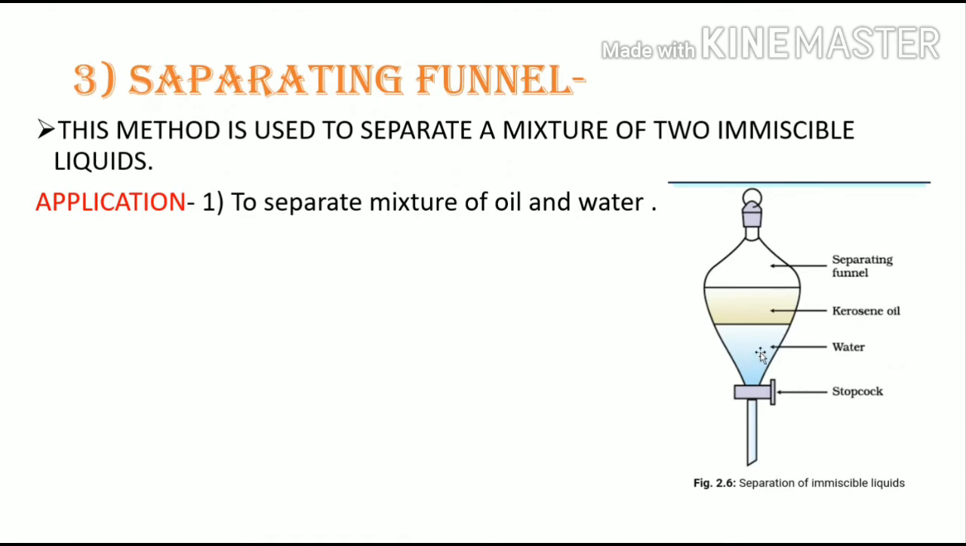That's why they are present in the lower part. And here the stop cork is present. We open this stop cork, then the water comes out, and then we stop, so the level will stop. First, we have to open it until the level of the water has passed, then we stop this cork, and the kerosene oil is separated from the water. So with the help of these separating funnels, we can separate two immiscible liquids.